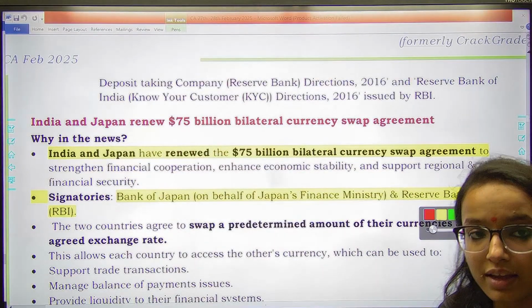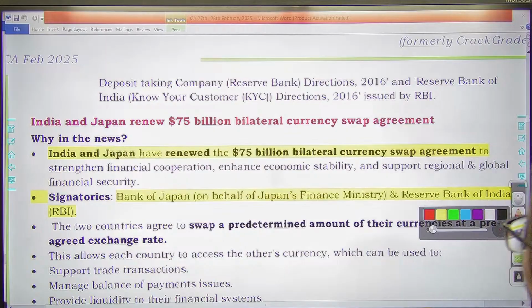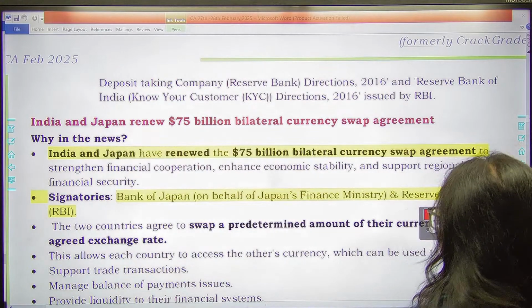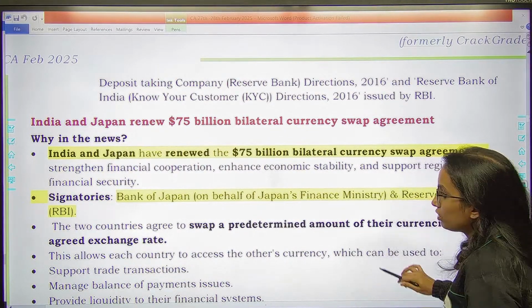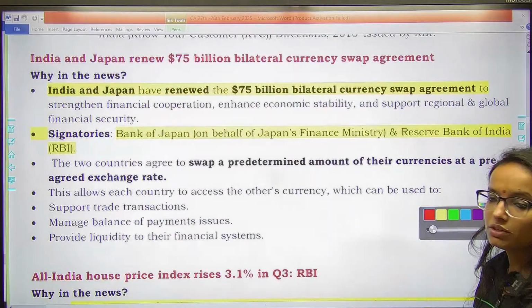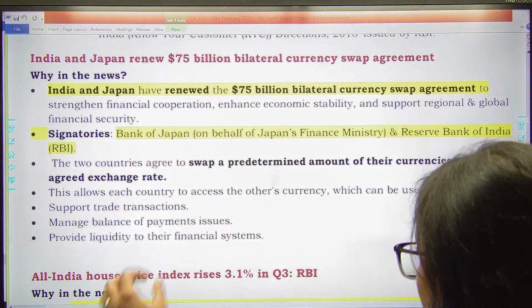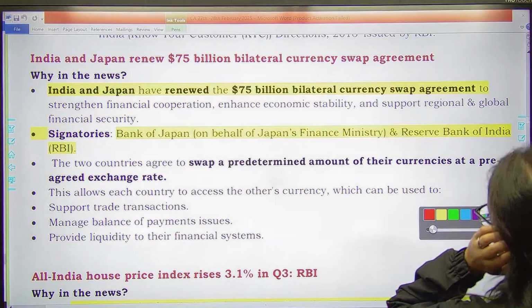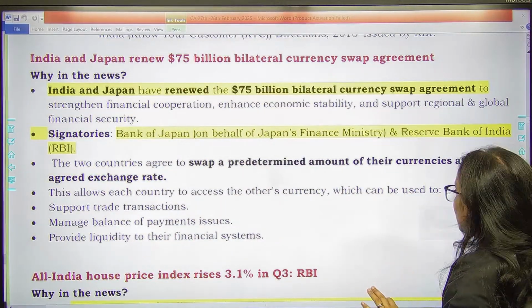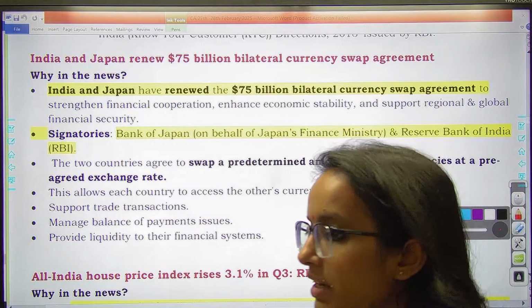Next one is India and Japan to renew $75 billion bilateral currency swap agreement. Currency swap agreement को they are going to renew. $75 billion का currency swap agreement will be renewed, right? And signatories will be Bank of Japan and RBI. What is currency swap agreement? You all know that already, we have discussed.